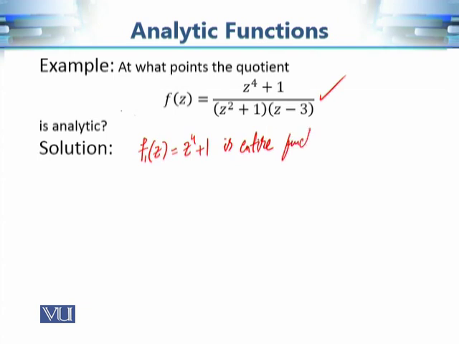Okay, now what about the denominator? Let's call it f2 of z. So once again, this is a polynomial. Multiplication of polynomials is a polynomial. So z square plus 1 multiplied by z minus 3. So this is once again an entire function.